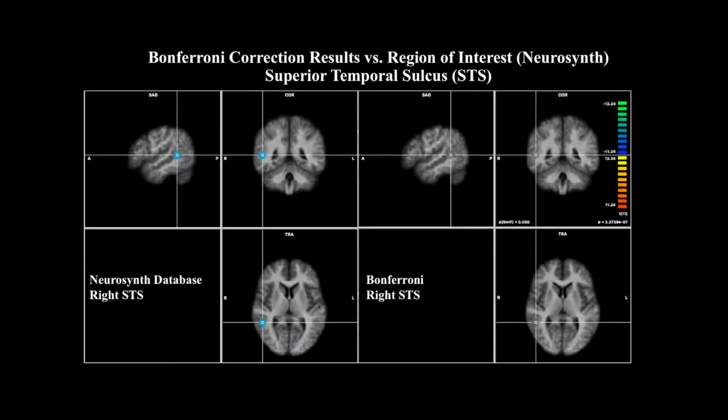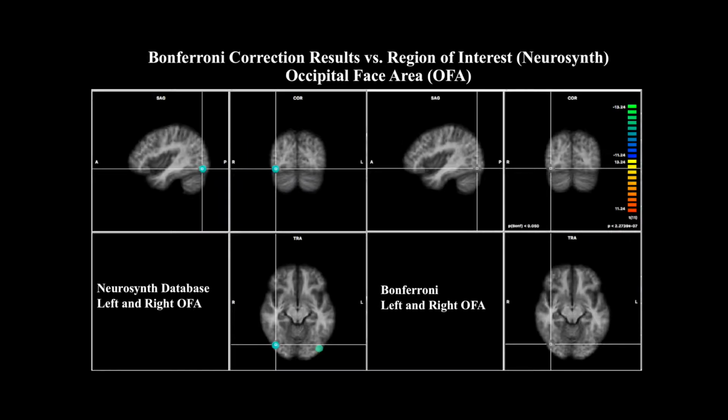Now, we will look at the superior temporal sulcus. On the left, we have the NeuroSynth database. On the right, we have what survived the Bonferroni correction. As you can see, nothing survived. Now, we will look at the occipital face area, also known as the OFA. On the left, we have the NeuroSynth database, and on the right, we have what survived the Bonferroni correction. As you can see, nothing survived.